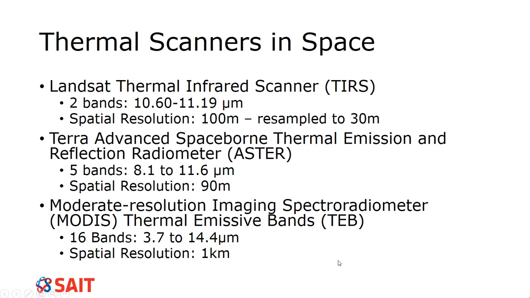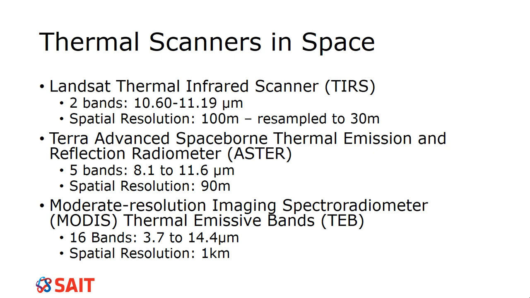So we have the TIRS scanner, which you guys are working with. It has 2 bands, so that's why we have Tier 1 and Tier 2 with Landsat 8. So the 2 wavelengths fall within the 10.6 and 11.19 micrometers. The spatial resolution is 100 meters, but they resample it down to 30 meters. So now you can understand why when you were looking at the tables and stuff online, it says, oh, the spatial resolution is 100, but it's resampled. Now you know what resampling is.